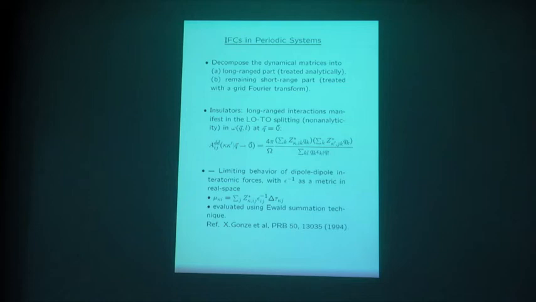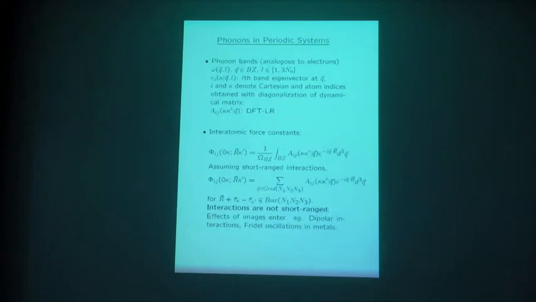So what we do is a very clever trick. We say the long-range interactions in a crystal will be treated using the analytical form of dipole-dipole interactions or Coulomb interactions, whereas short-range interactions will be truncated within 2 units. That's the idea. Okay? So decompose the dynamical matrices into a long-range part, treated analytically, and the remaining short-range part. This is treated using the Fourier transform that I showed you here.